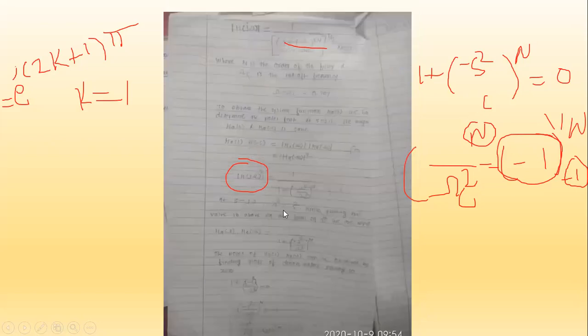When we substitute this value instead of minus 1, the equation becomes, so the screen is visible to all. I need a response. Screen is visible.